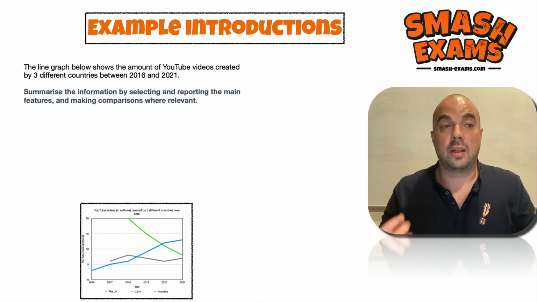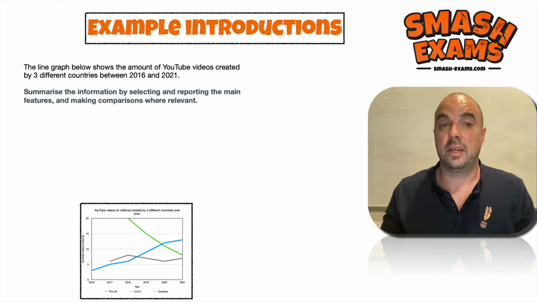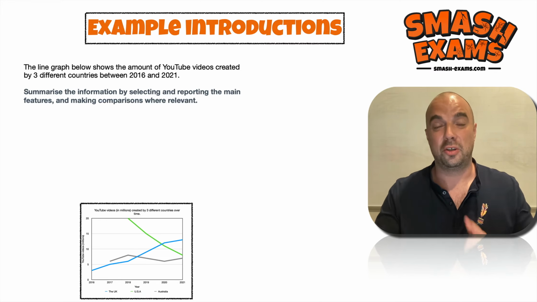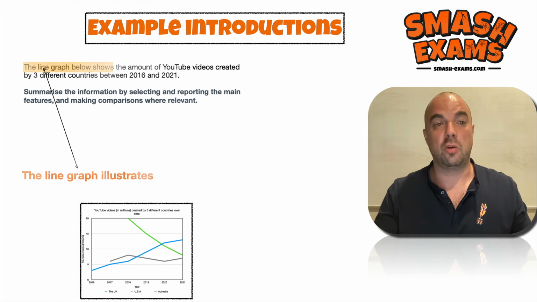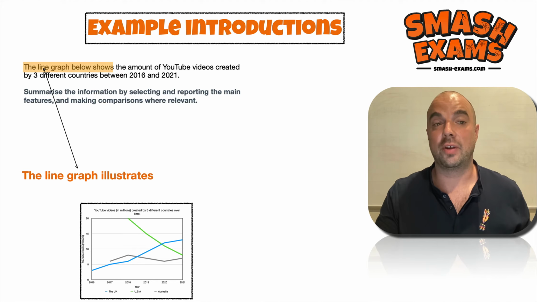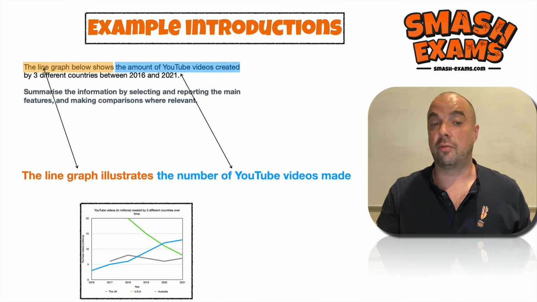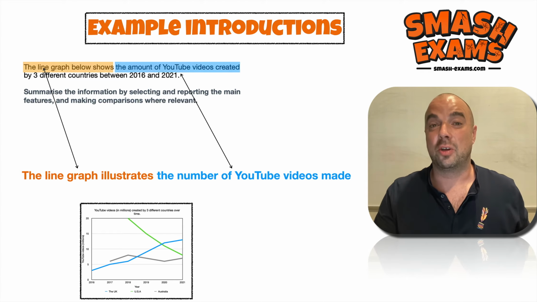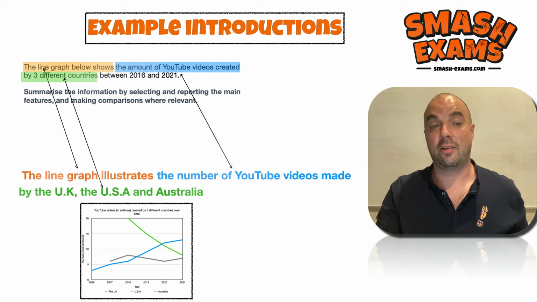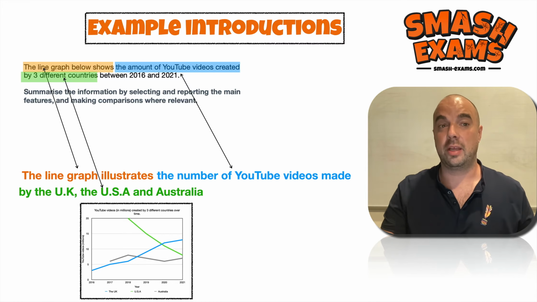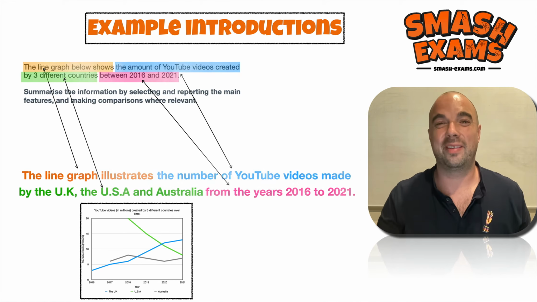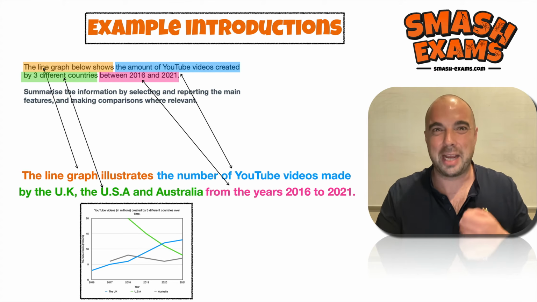One for a line graph. The line graph below shows the amount of YouTube videos created by 3 different countries between 2016 and 2021. You should be getting good at this by now. The line graph below shows, change to the line graph illustrates. The amount of YouTube videos created, change it to the number of YouTube videos made. When it says by 3 different countries, you can just name the countries. We can see it in the graph. So we can say by the UK, the USA, and Australia. And again, with the years, between 2016 and 2021, change to from the years 2016 to 2021. Getting the hang of it now.